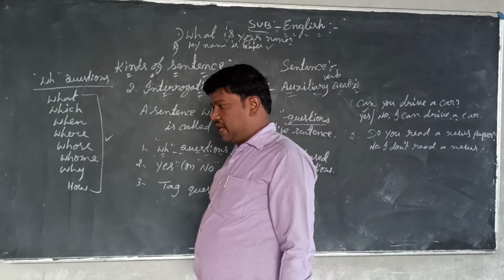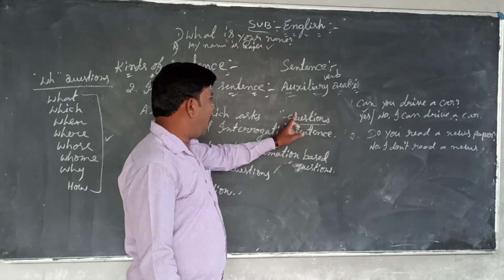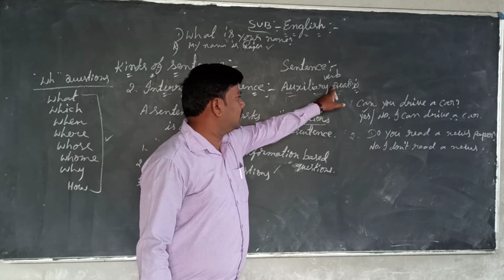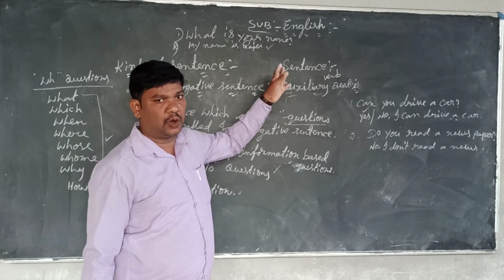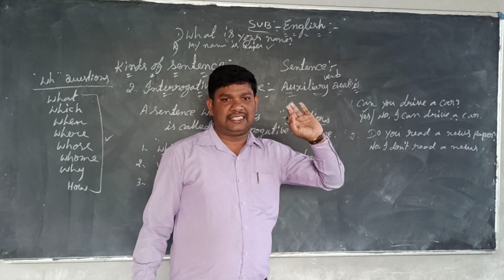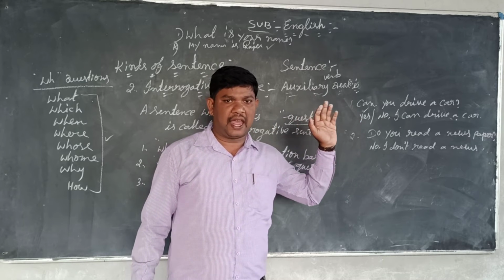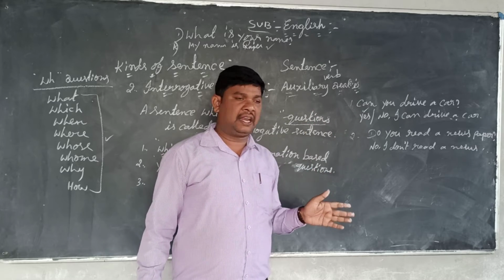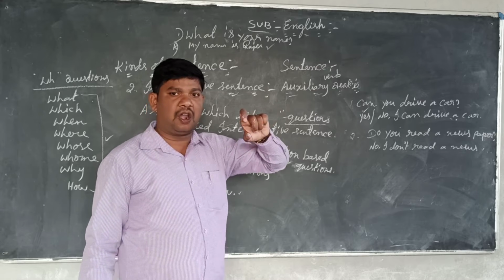So then you observe here for those questions. Which type of question? The question beginning with auxiliary verbs. Auxiliary verbs means yes or no questions. Auxiliary means, as I already told you: do, does, did, was, were, is, am, are, shall, should, may, can, could, might, dare, need, must. All these are called auxiliary words.